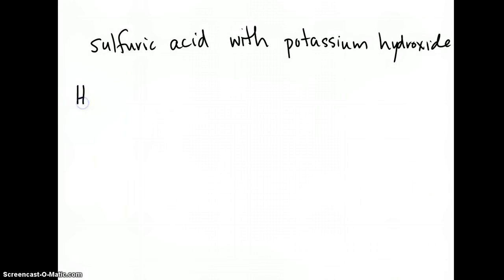So we know that sulfuric acid is H2SO4. Just for me as a reminder, I know that this has a -2 charge, this has a +1 charge, plus potassium hydroxide is KOH. I remember hydroxide has a -1 charge, potassium a +1.